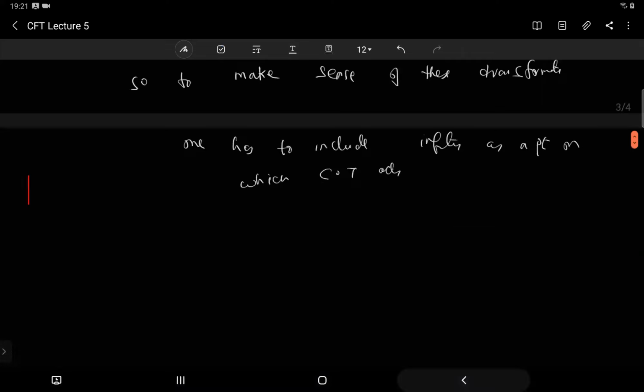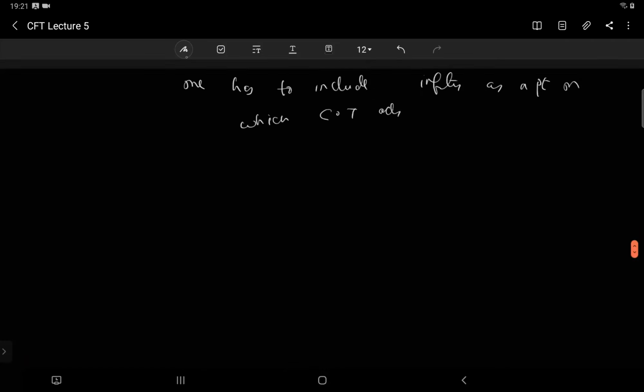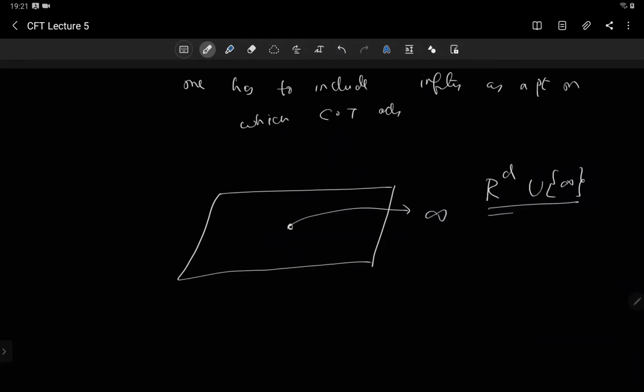So in that sense there's a way of including infinity inside your set. Let's say this is your flat space with some metric eta mu nu, or delta mu nu if it's Euclidean. What you're calling infinity is actually mapped to a finite point, and this means that this transformation is not acting on Rd, but rather on Rd union infinity, meaning you have to include infinity in your set of things.